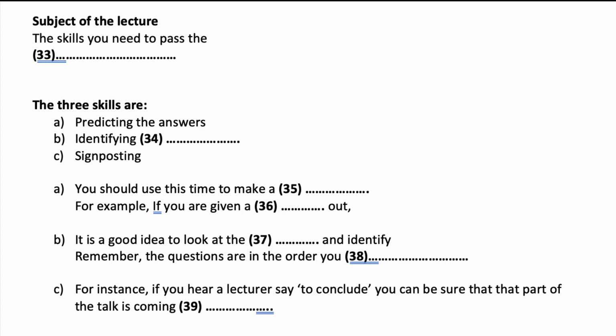Moving on. It is also important to recognise signposting words. These will tell you where in the lecture or presentation you are in the IELTS listening section 4. For instance, if you hear a lecturer say, "to conclude," you can be sure that that part of the talk is coming to an end. This will help you from getting lost and could even help you find your way back to the correct part of the answer sheet. To conclude, the 3 skills you need most to do well in the IELTS listening test are predicting, keyword identification, and signpost language recognition. Thank you for listening. Any questions?